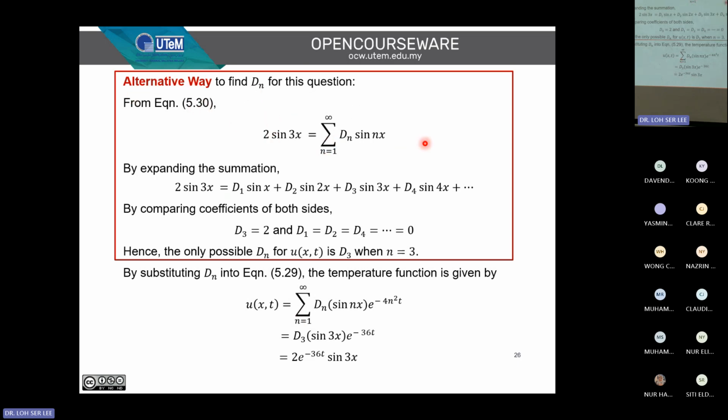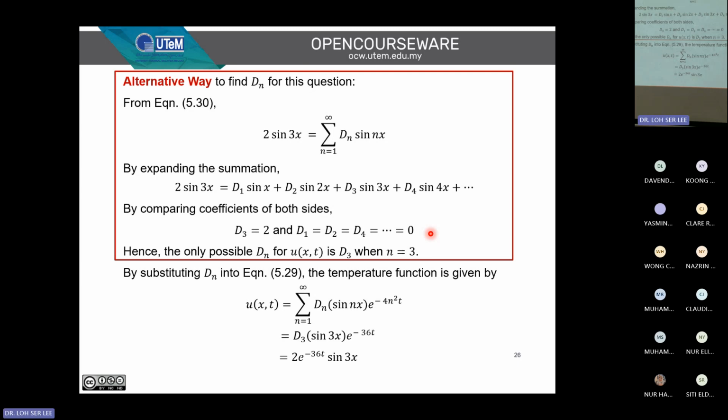This is what we had just now. This is a summation, meaning that we can expand this one. When n is 1, you have d1 sine 1x. Plus, when n is 2, you have d2 sine 2x, and so on. On the left, we have this. You just find this is 3x, sine 3x. That means your d3 is 2. And the rest of the d are zeros.